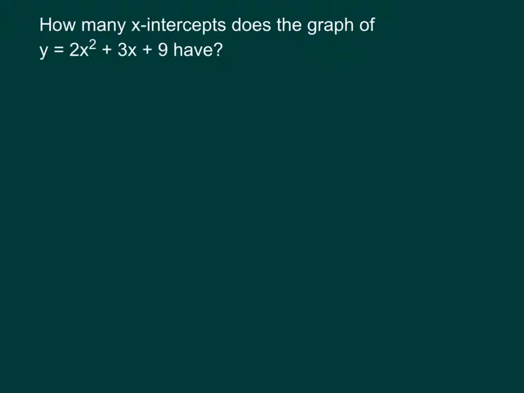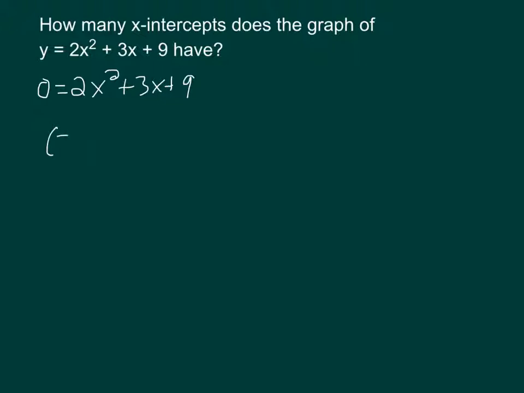So let's see if we can now use the discriminant to tell us how many x-intercepts the graph of a certain parabola has. Well, we know that an x-intercept is whenever y equals 0. So if I replace y with 0, I get 0 equals 2x squared plus 3x plus 9. And now this is set up as a quadratic equation in standard form. So I can use the quadratic formula, or the part of it that's important, the discriminant, to figure out how many x-intercepts this has. My discriminant, remember, is b squared minus 4ac.